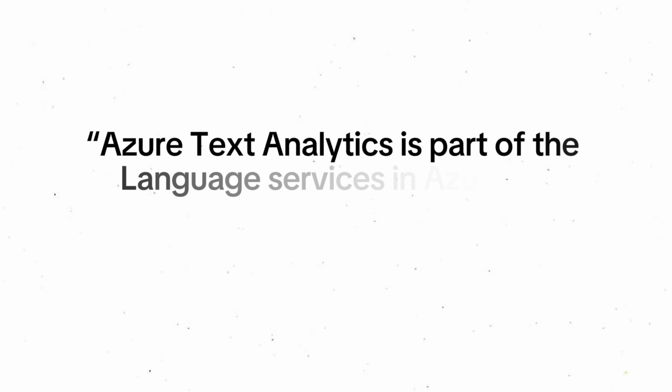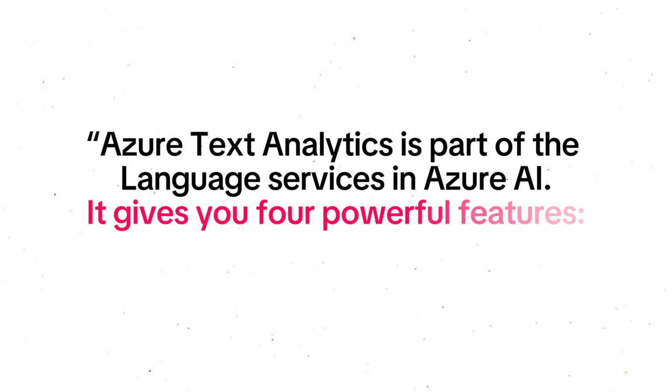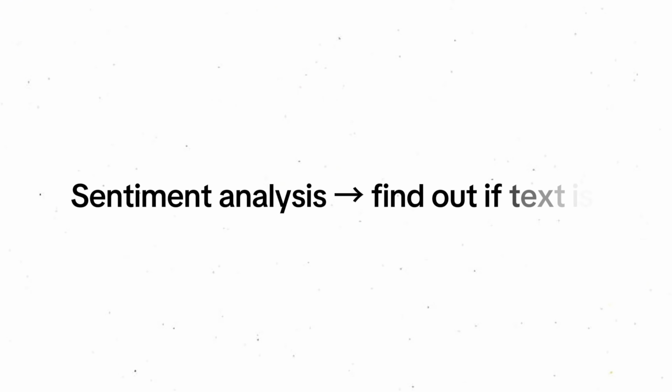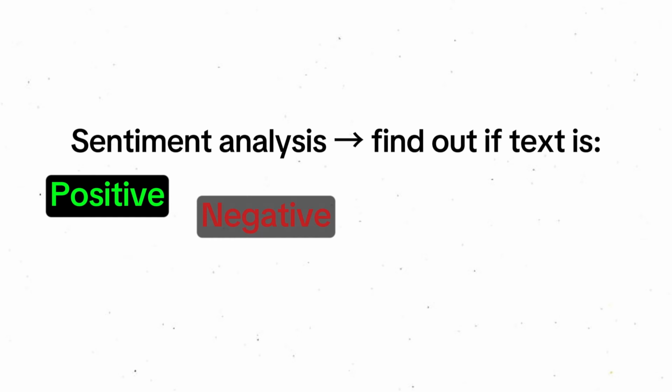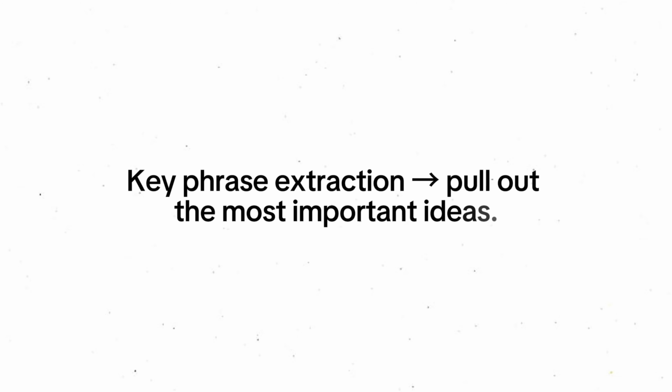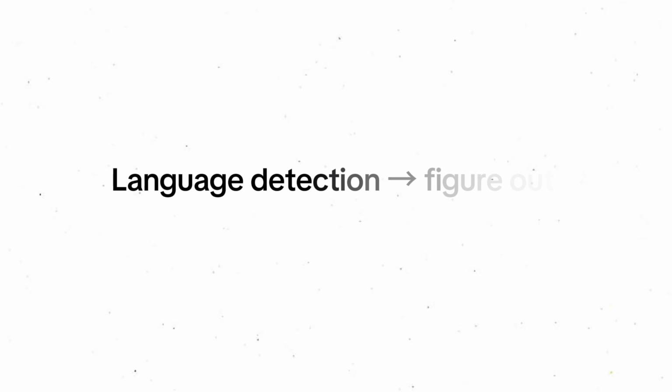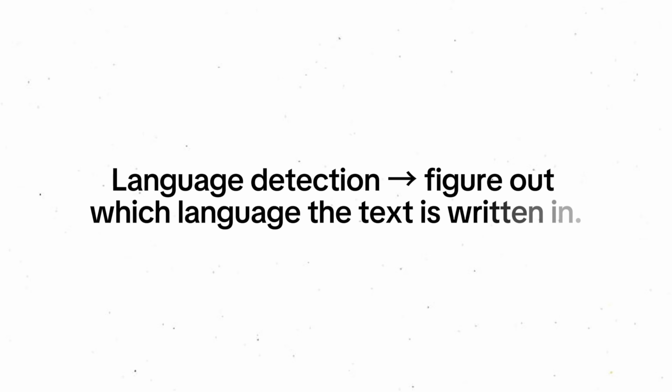Azure Text Analytics is part of the language services in Azure AI. It gives you four powerful features. Sentiment analysis finds out if text is positive, negative, neutral, or mixed. Key phrase extraction, pull out the most important ideas. Named entity recognition, identify people, places, organizations. And language detection, figure out which language the text is written in.